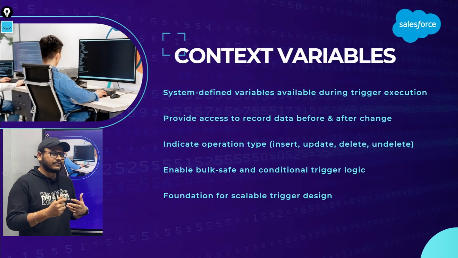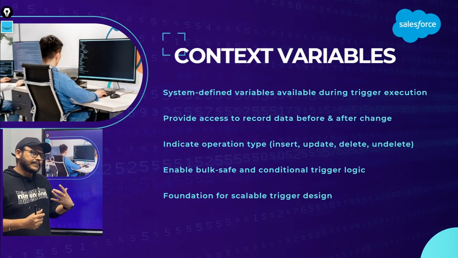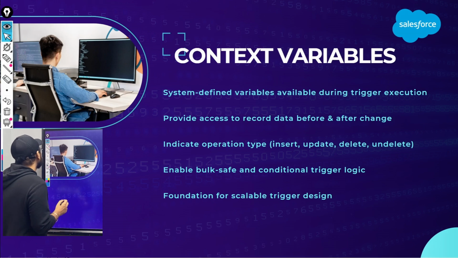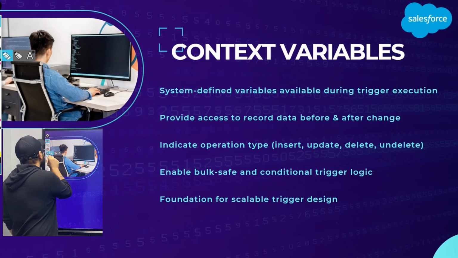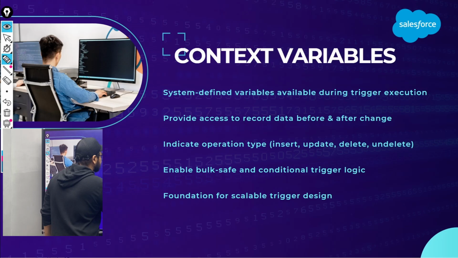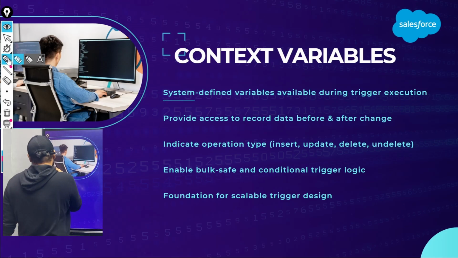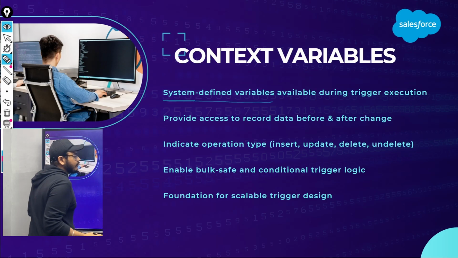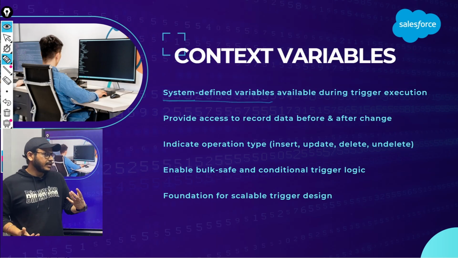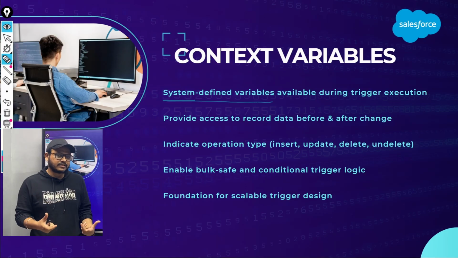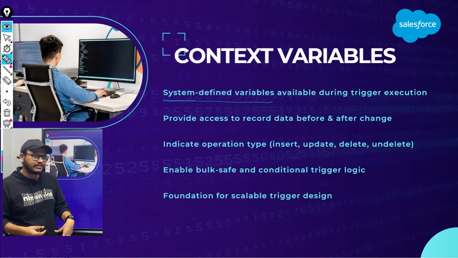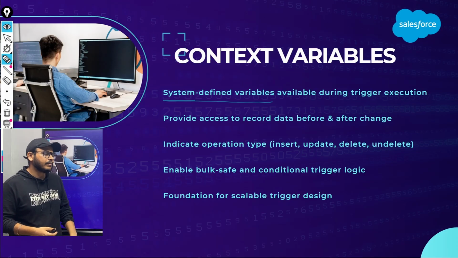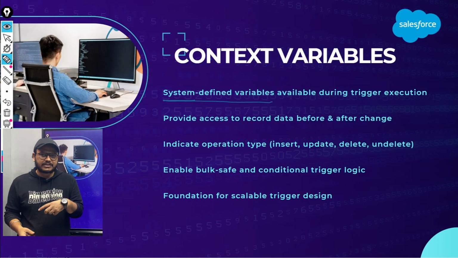These context variables, as we discussed earlier while we were talking about the basics of Apex triggers, are system defined variables. Very important thing: these are system defined variables available during trigger execution. They are available by default. You do not need to write or define these variables. They are predefined variables and can be used while writing an Apex trigger.